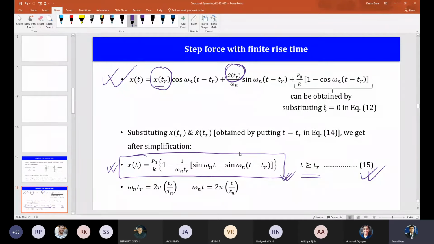Does anybody have any difficulty with what I am asking or explaining? Any difficulty in understanding? Very simple, right? At the end of the ramp force, what is the displacement and velocity? That is ensuring a free vibration part. That is written as the left two terms, and in addition to that, P naught by k (1 minus cosine omega n (t minus tr)). That is due to the step load which is starting at time t equal to tr.